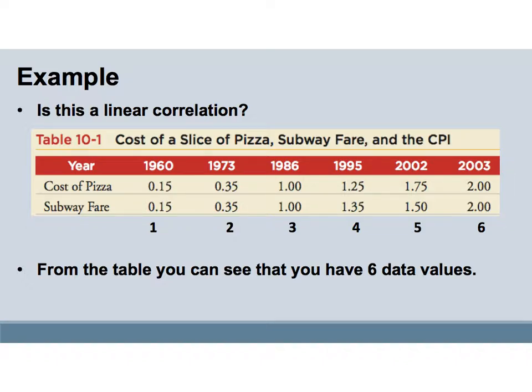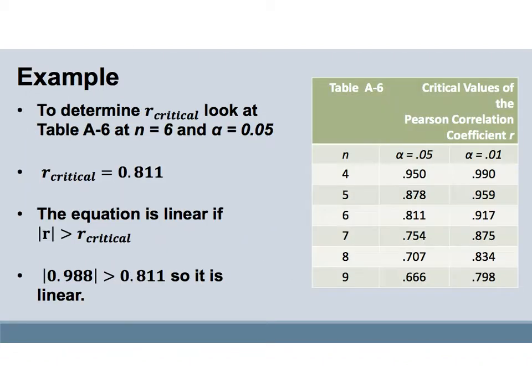Alright, so is this a linear correlation? Well, we do that by comparing it to the table. So first I need to know what n is. So if I count my data values, I have 1, 2, 3, 4, 5, 6 different pairs of data. So my n is 6. I'm always using 0.05. So that's at 0.811. So my R critical is 0.811.